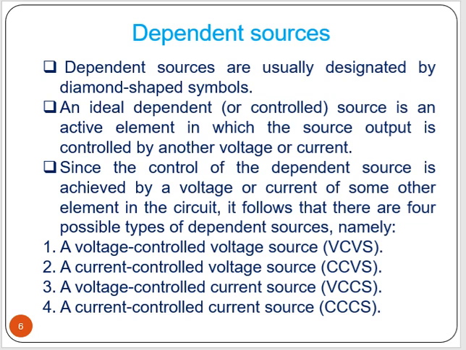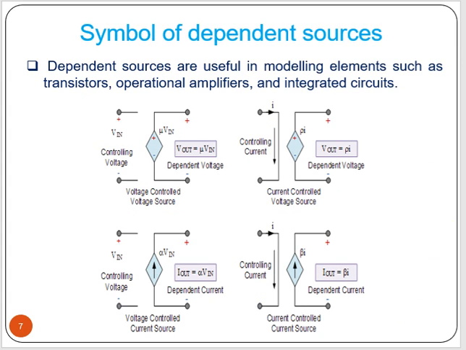An ideal dependent or controlled source is an active element in which the source output is controlled by another voltage or current that is present in the circuit. Since the control of the dependent source is achieved by the voltage or current of some other element in the circuit, it follows that there are four possible types of dependent sources. One is the voltage controlled voltage source, VCVS, then current controlled voltage source, voltage controlled current source, and current controlled current source. Now these are the symbols of dependent sources.